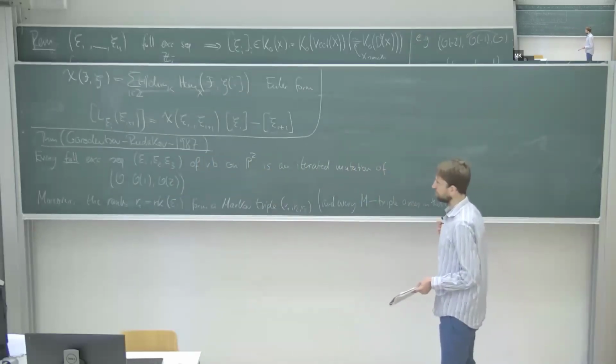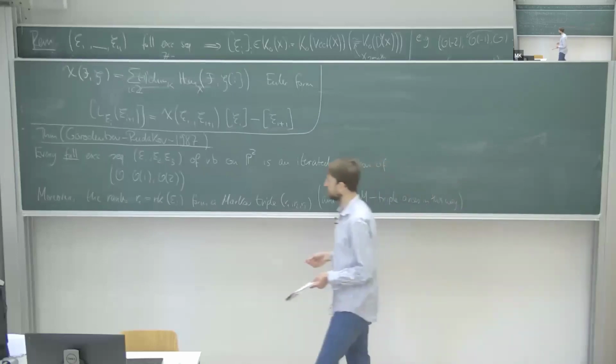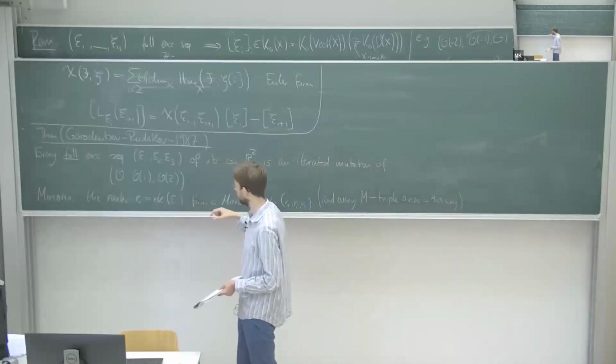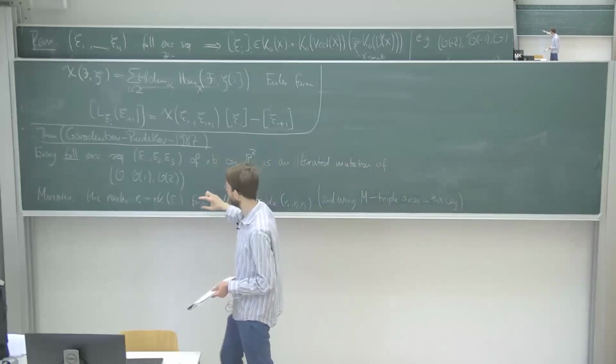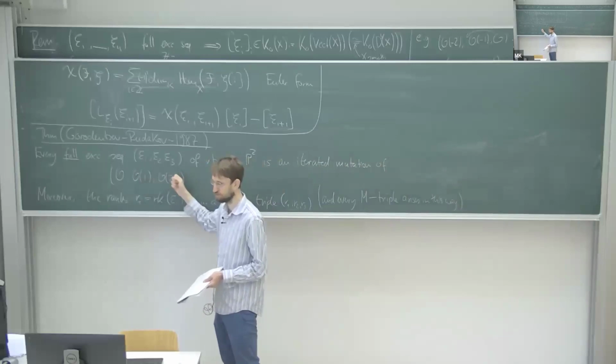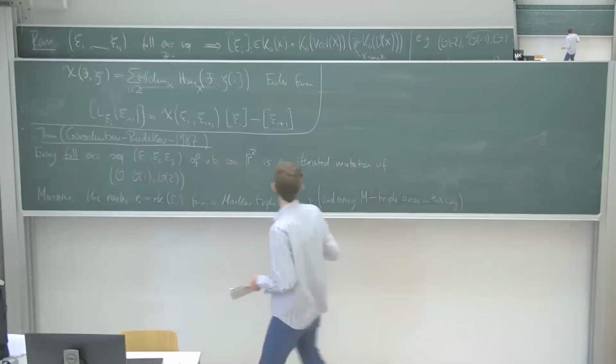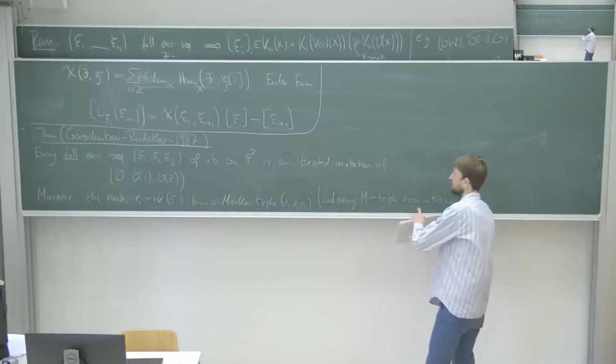Okay, and the key point of the proof is actually the second part. They first show that if one has a full exceptional sequence of vector bundles, then the ranks satisfy the Markov equation. So then we are located somewhere.